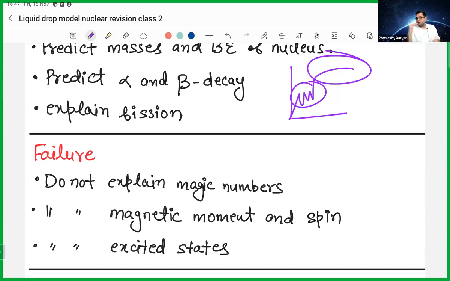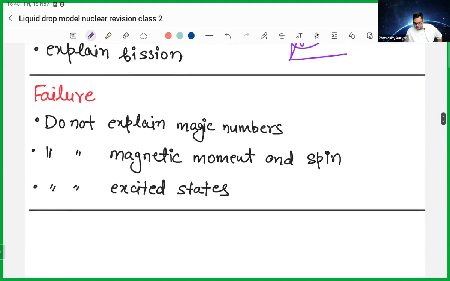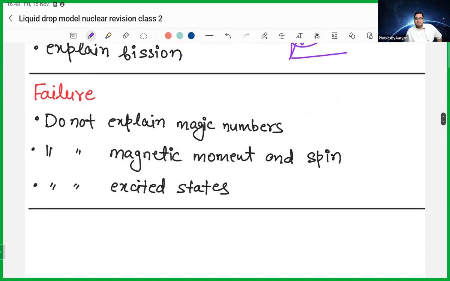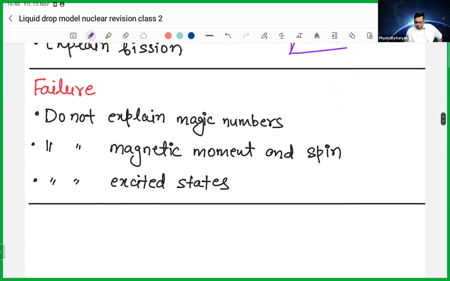But within hydrogen also there are many energy levels. So without hydrogen changing itself, it can also change its energy. That is not being added in this model. Okay? So that is also one idea. It does not explain the excited states. Okay? So that is all about your shell liquid drop model.